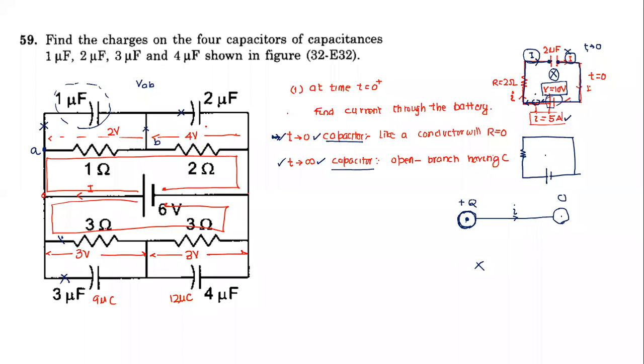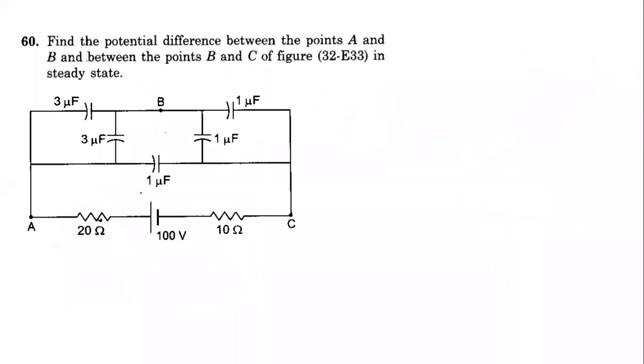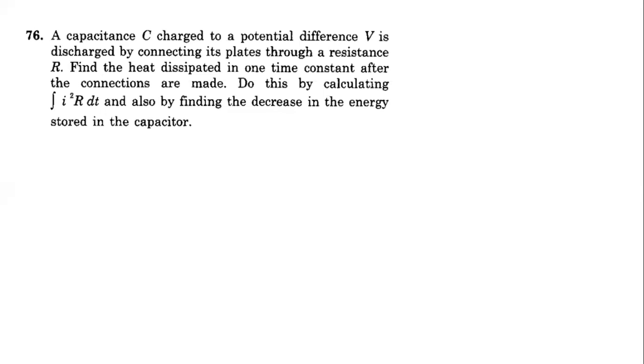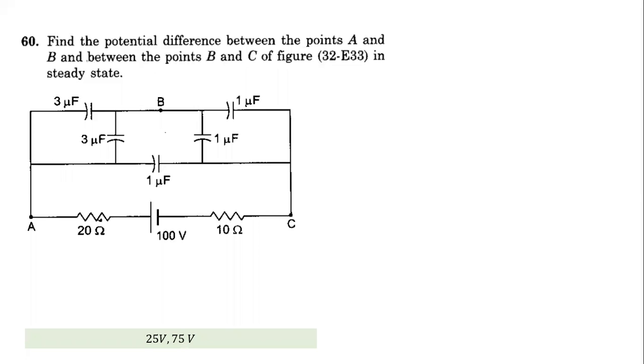Many questions come like this in RC circuits. What happens at t equal to 0? What happens at t equal to infinity? Something like this. Can we solve this question? Find the potential difference between points A and B in steady state. So between these 2 points, I have to find the potential difference between A and B.